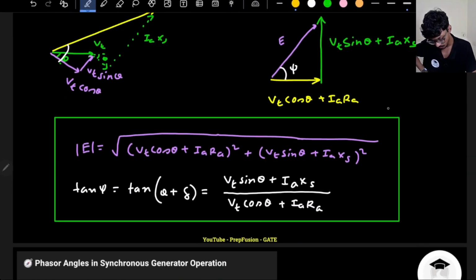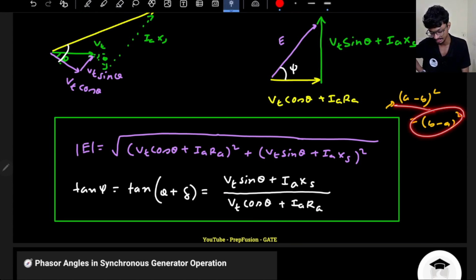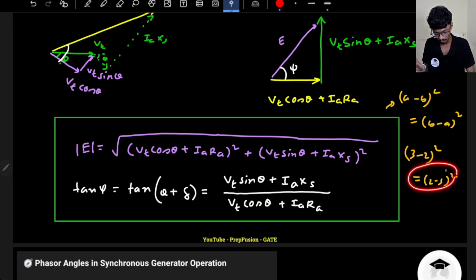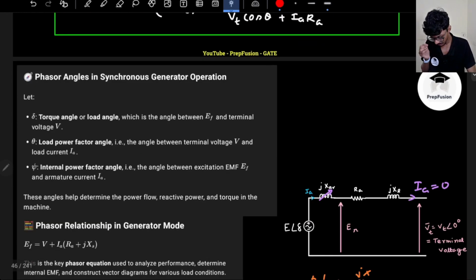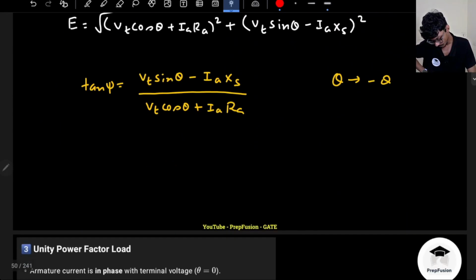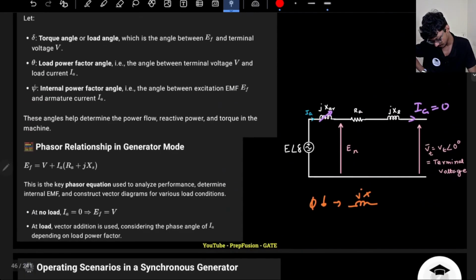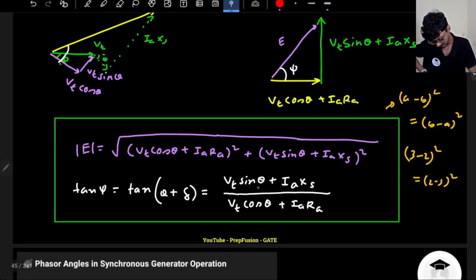So basically if I ask you, is a minus b whole square equal to b minus a whole square? Will you agree on this if both are real? Of course it is the same, right? If I am squaring a minus b or b minus a, it is the same. It is the same as saying 3 minus 2 whole square equals 2 minus 3 whole square. Yes, it is the same, right? So you can do it, no problem. Here also we will replace theta with minus theta. So this will be minus Vt sin theta. This will still be plus Ia axis. This will be Vt cos theta plus IR.